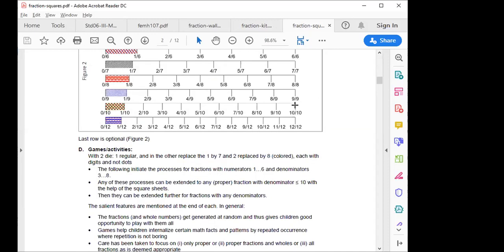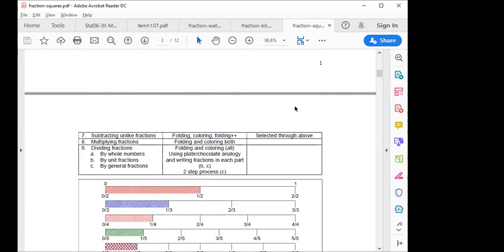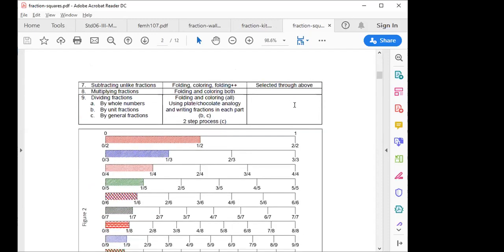So this is the corresponding fraction wall, as you can see. And it has all the games and activities with all the pictures and so on and so forth.